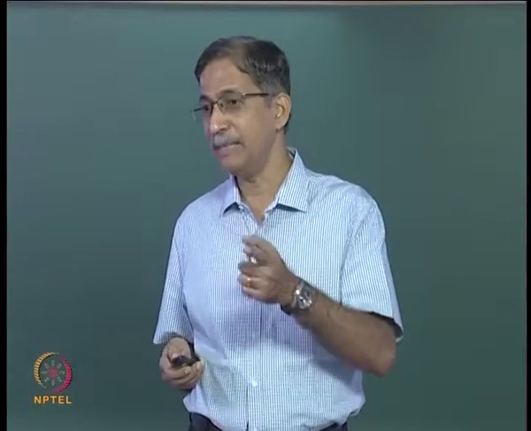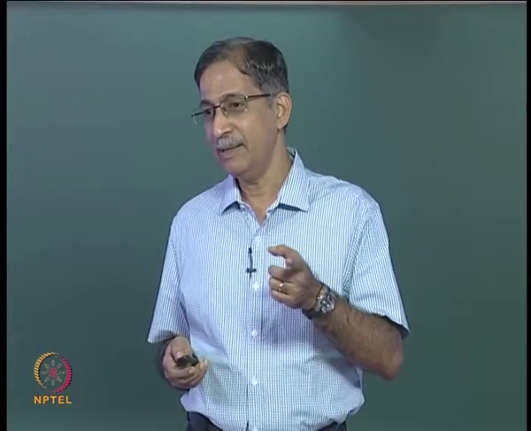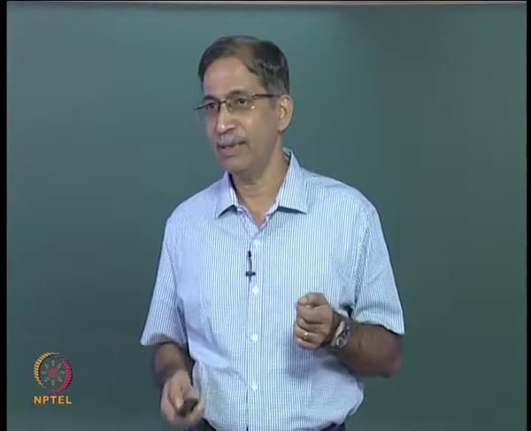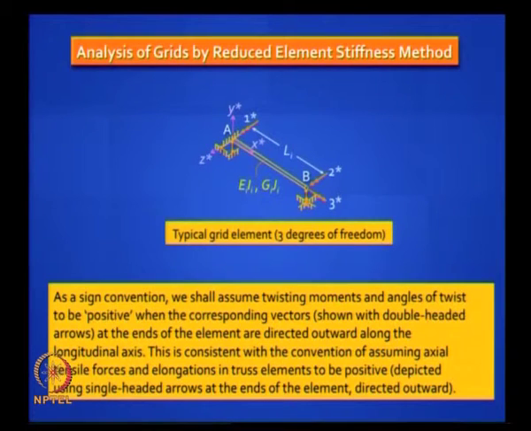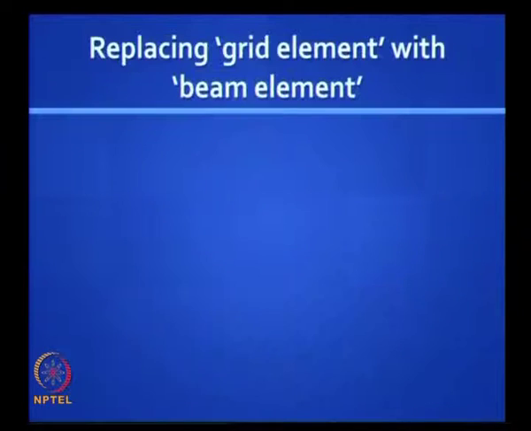You need to have something similar here for the torsional degree of freedom. So this is how we interpret it. As a sign convention we shall assume twisting moments and angles of twist to be positive when the corresponding vectors shown with the double headed arrow at the ends of the element are directed outward along the longitudinal axis. This is consistent with the earlier sign convention for a single headed arrow for the truss element. Is it clear? So just remember this, you will understand when we do it in an application. Okay.